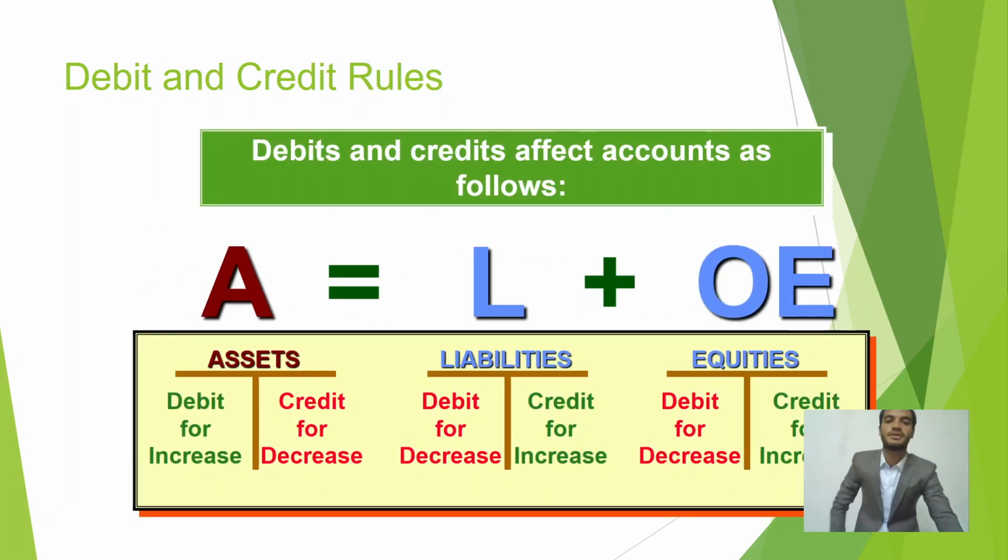Debit and credit rules. There are two rules of debit and credit. Debit and credit follow the equation: assets are equal to liabilities plus owner equities. Assets: debit for increase and credit for decrease. Liabilities: debit for decrease and credit for increase. Equity: when the equity is debited, it will decrease, and when the equity is credited, it will increase.